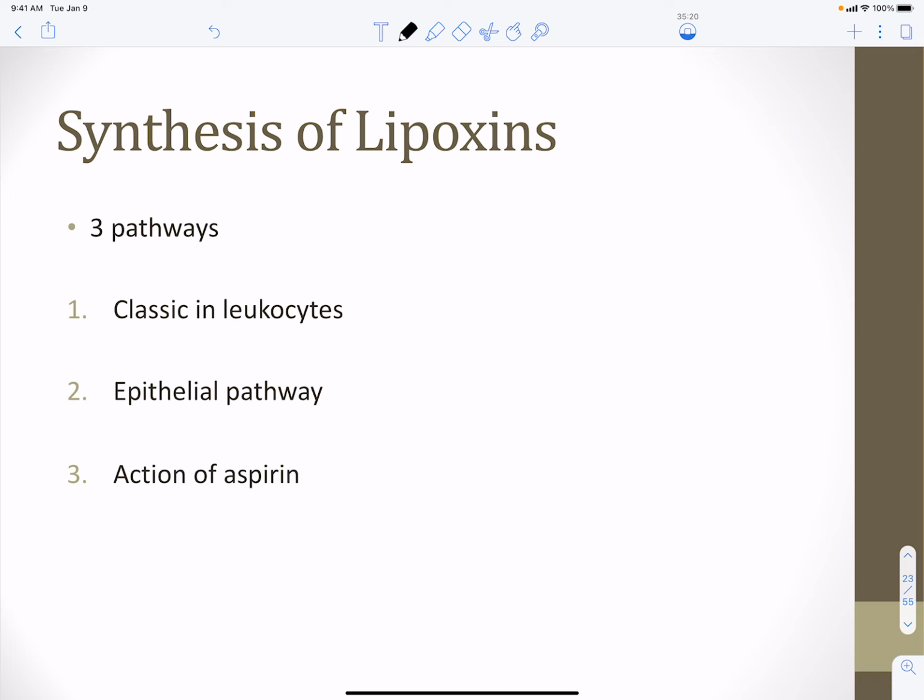Okay, so then, as I said before, your lipoxins can also be formed from your 12 arachidonate, 12 lipoxygenase, or your 15 lipoxygenase. And so you're going to have 3 different pathways of producing these lipoxins. And they're going to be what's referred to as a classic pathway, which is going to be in our white blood cells, our leukocytes. You're going to also have an epithelial pathway, epithelial cells, as well as aspirin can initiate the production of lipoxins.